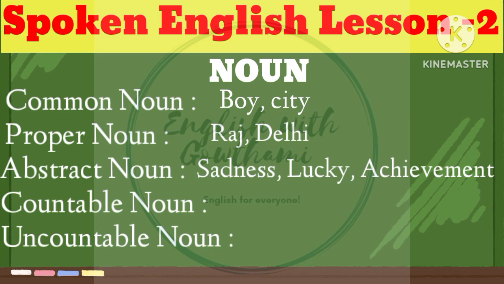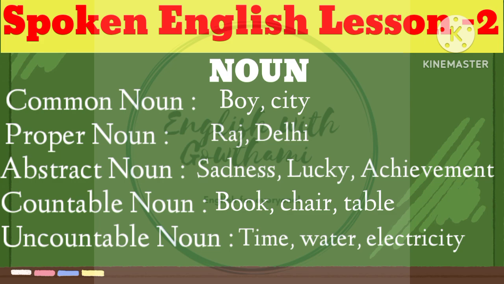All the nouns that we can count are called countable nouns. For example, book, chair, table. Uncountable noun, time, water, electricity. We can't count these in numbers, right? So these are called uncountable nouns.